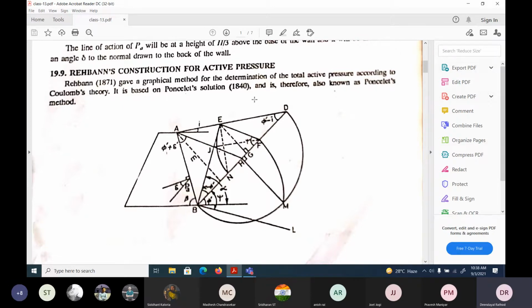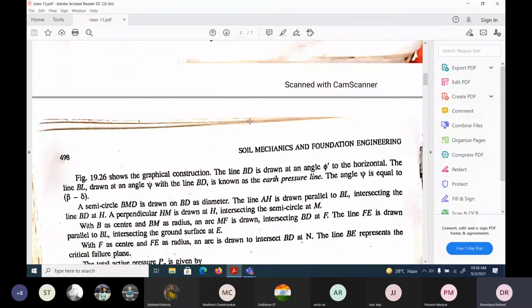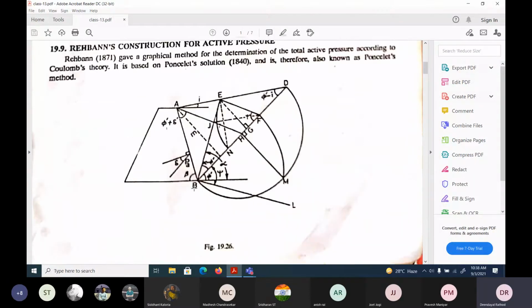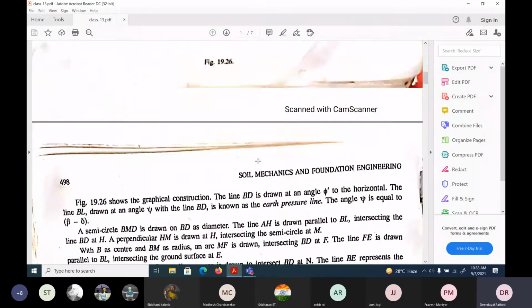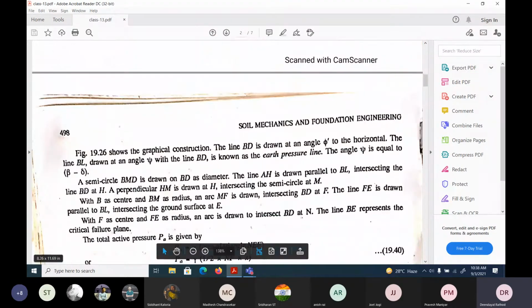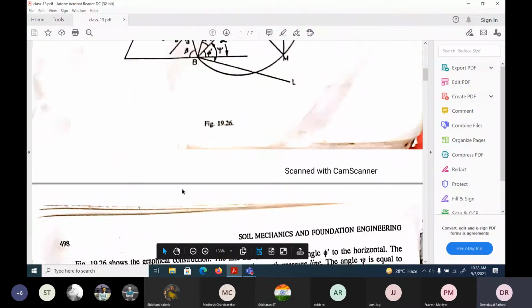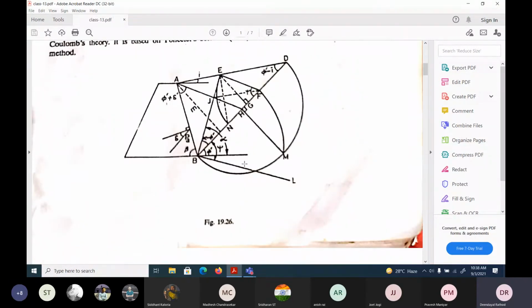And he has given a step by step procedure showing the graphical construction. The line BD is drawn at an angle phi to the horizontal. So first he has drawn the BD at an angle of phi. Then the line BL is drawn at an angle psi with BD. So this is the B and this is the L.